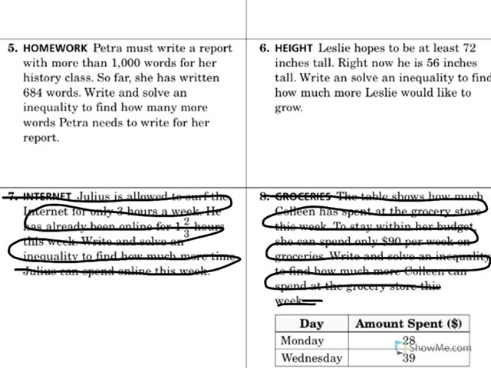Alright, so number 5, the one on the left, says Petra must write a report with more than 1,000 words for her history class. So far, she has written 684 words. Write and solve an inequality to find how many more words Petra needs to write for her report. It says more than 1,000 words, which means it would be unacceptable to write 999 words. It would be unacceptable to write 1,000 words. It says more than 1,000, so that means it cannot be or equal to.